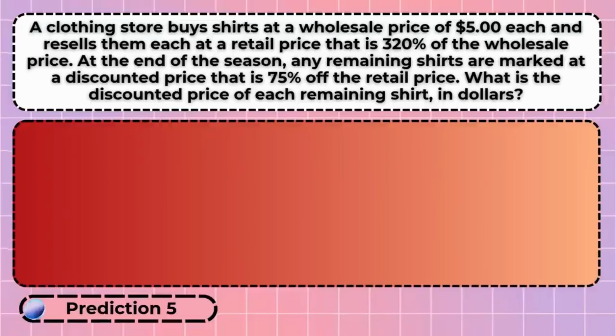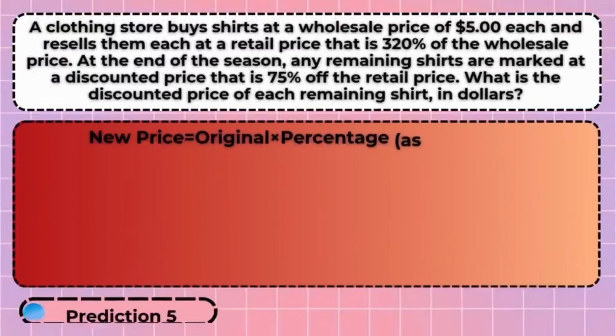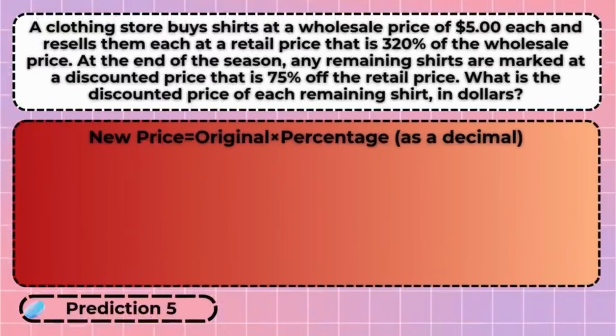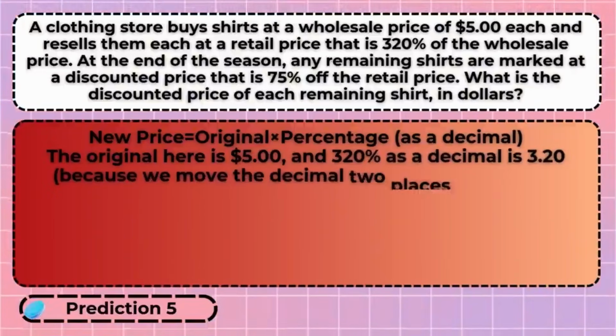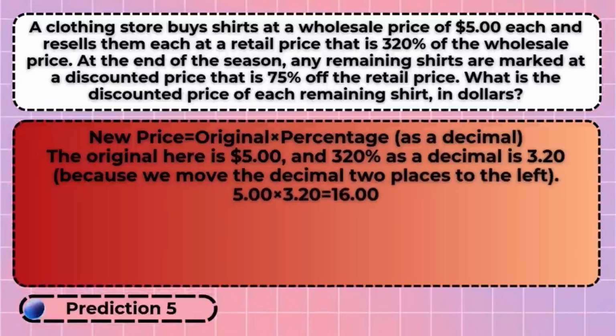So here we are given that a clothing store buys shirts for $5 each. Then it resells them at 320% of the wholesale price. That "of" is really important because it tells us that we're taking a percentage of a number. That means we use this formula: new price equals original multiplied by the percentage as a decimal. The original here is $5 and 320% as a decimal is 3.20, because we move the decimal 2 places to the left. So 5 multiplied by 3.2 equals 16. So the retail price of the shirt is $16.